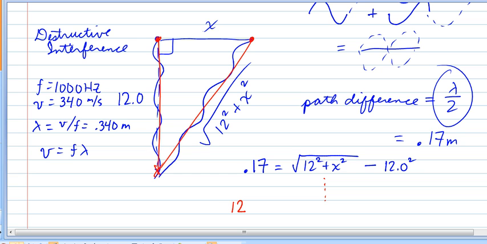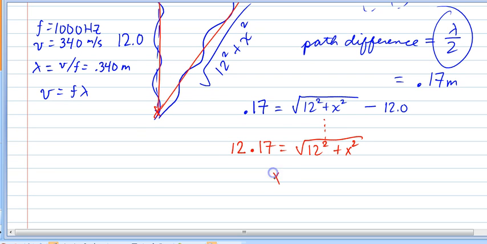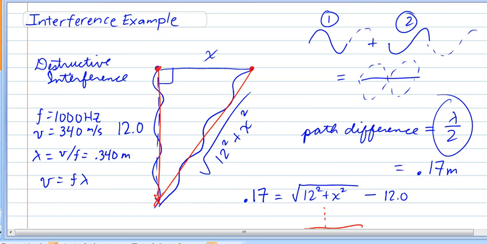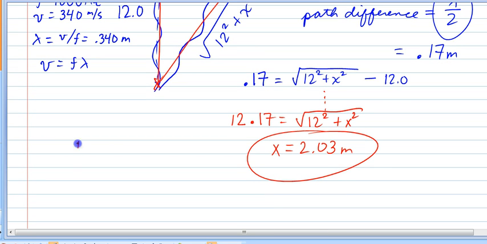Oh, sorry, made a bit of a boo-boo. This is actually just 12. So 12.17 is the square root of 12 squared plus x squared. And this gives us a value of x equal to 2.03 meters. And that solves it. This, by the way, is problem number 76 on page 502.